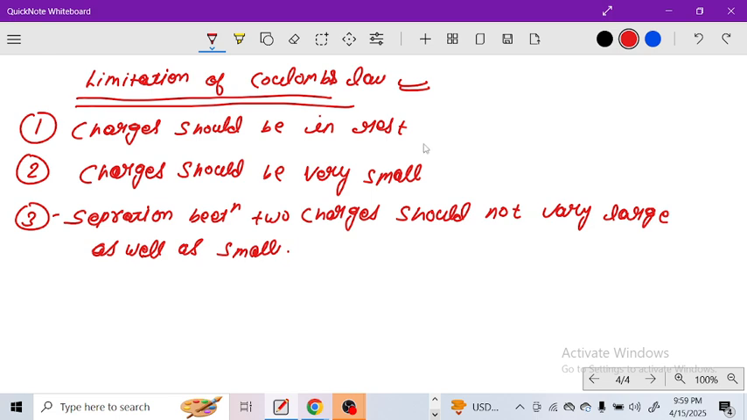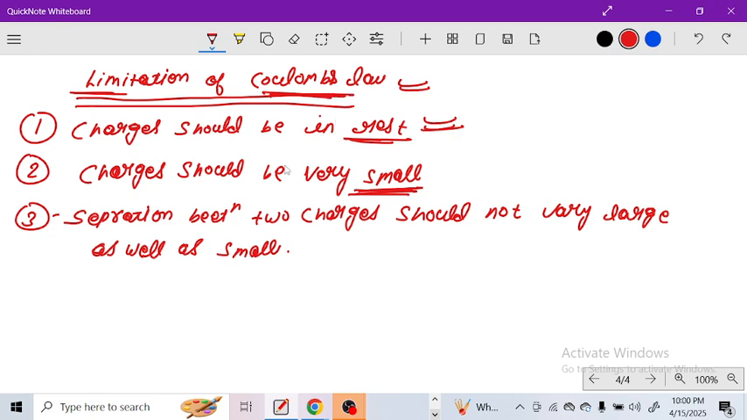We have to take charges which are at rest, Kavya. This is the limitation of Coulomb's law. If we take movable charges, Coulomb's law does not occur. So charges should be at rest. Charges should be very small. You have to take small charges when you apply Coulomb's law.